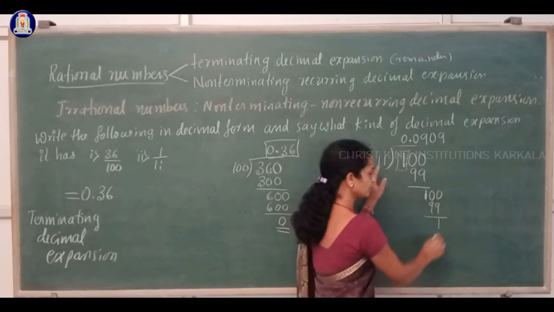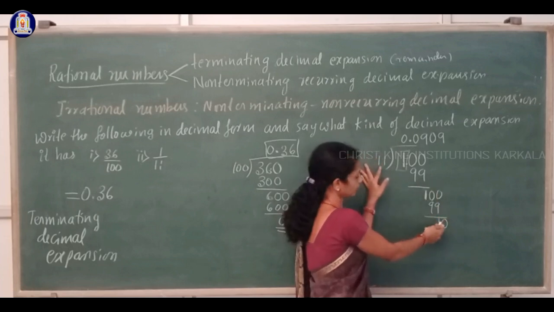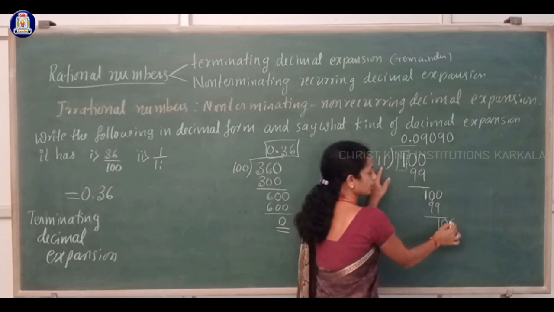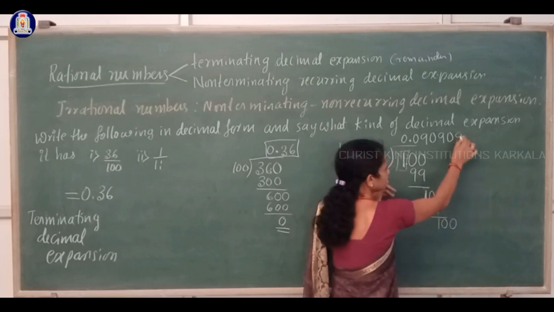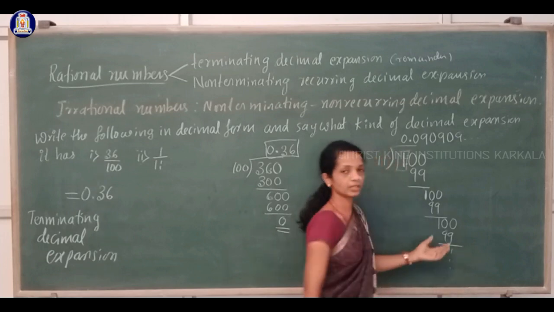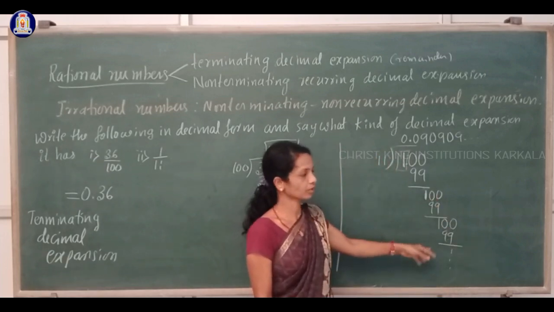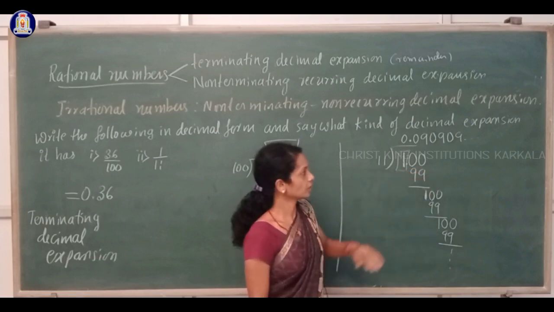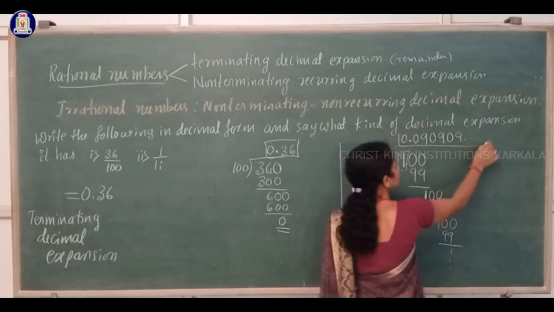Okay, and if you take a 0 with 1, we get 10. 10 is not divisible by 11, so put a 0 in the quotient place and take one more 0 with the 10. Now 100, 11 how many times? 9 times. So like this the division continues. Why does the division continue? Because the same remainder is repeating again and again. Okay, after a certain step the remainder is repeating in the division. So now we get which type of decimal expansion?